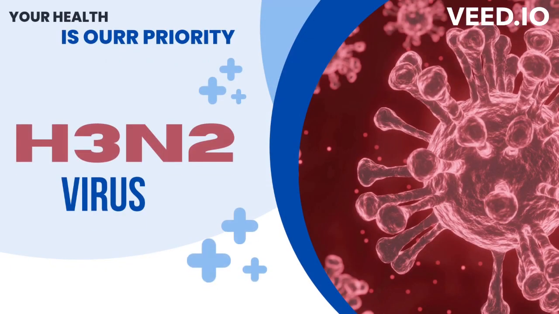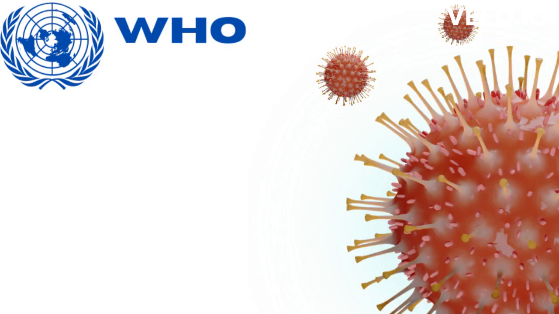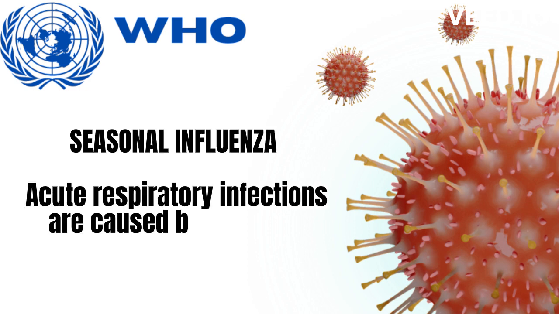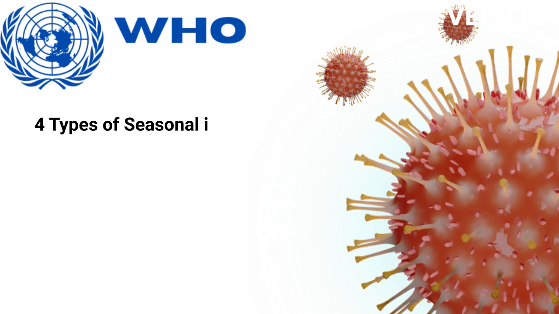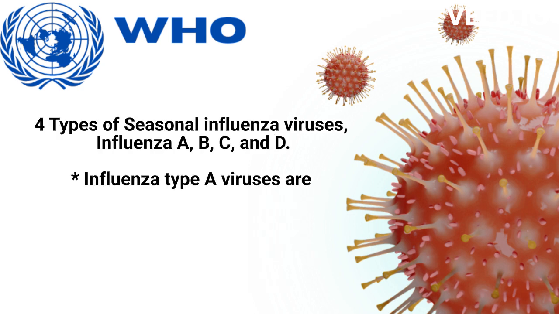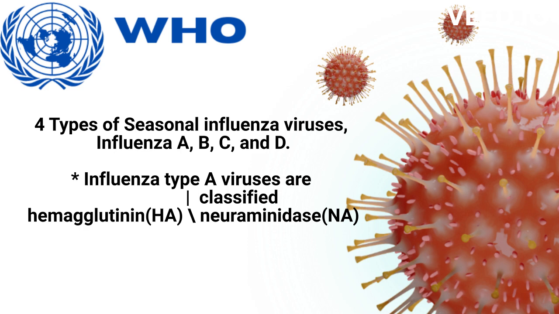Today let's learn about the H3N1 virus. According to the World Health Organization, seasonal influenza is an acute respiratory infection caused by influenza viruses that circulate in all parts of the world. There are 4 types of seasonal influenza viruses: influenza A, B, C, and D.